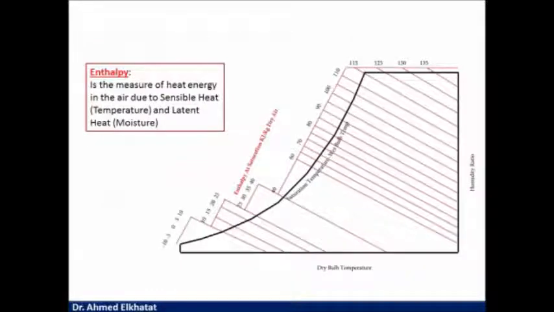Enthalpy is a measure of heat energy in the air due to both sensible heat, that's temperature, and also latent heat, that's the evaporation, and it's measured in kilojoule per kilogram of dry air. It is represented by oblique lines on the psychrometric chart, as you see in this chart.